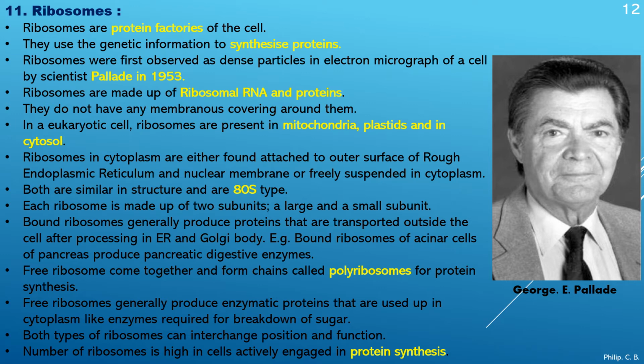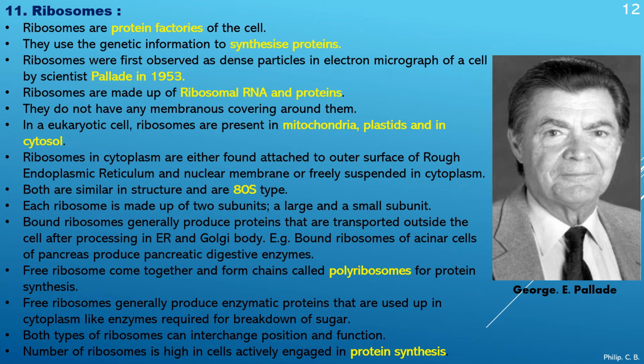In eukaryotic cells, ribosomes are present in mitochondria, plastids and cytosol. Ribosomes in cytosol or cytoplasm are either found attached to the outer surface of rough endoplasmic reticulum and nuclear membrane or freely suspended in cytoplasm. Because of the ribosomes attached to the endoplasmic reticulum, we use the term rough endoplasmic reticulum. So it is attached to ER or to the nuclear membrane, or it is freely suspended in the cytoplasm. Both are similar in structure and are 80S type. Each ribosome is made up of two subunits, large and smaller subunit.